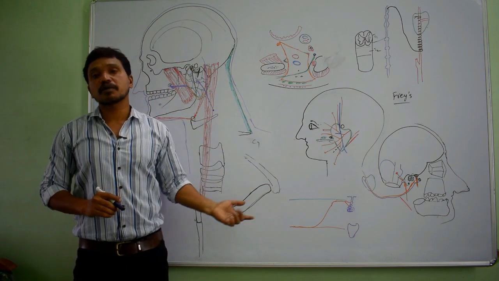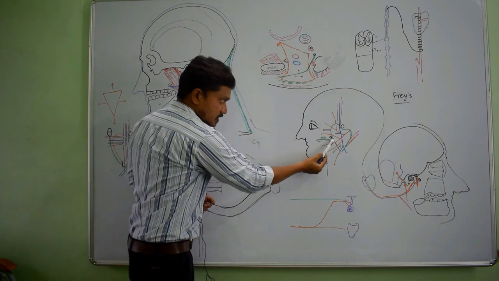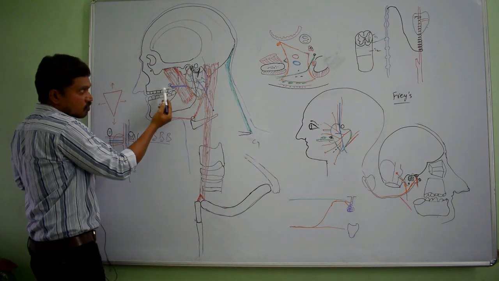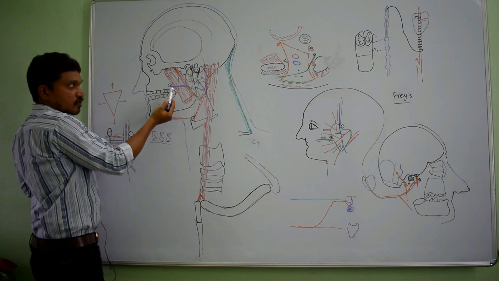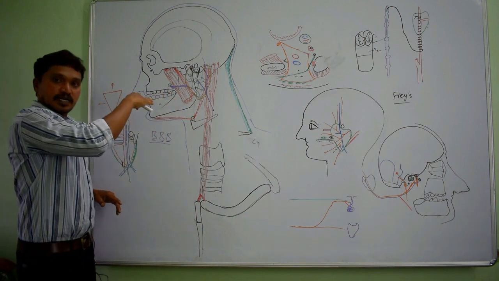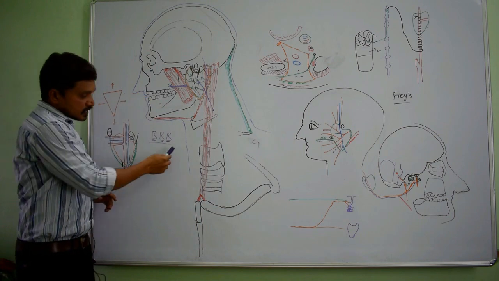Clear? Then if you come to the duct, parotid duct is arising from the anterior border of parotid gland. It runs forward over the masseter muscle. When it reaches the anterior border of the masseter muscle, it abruptly turns medially and pierces 3 B's.